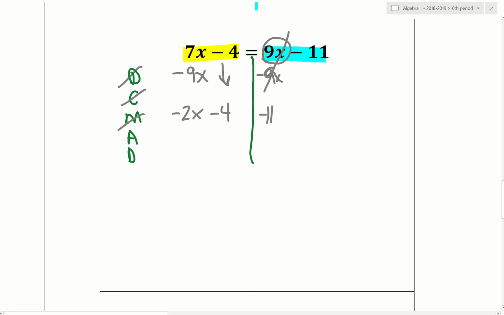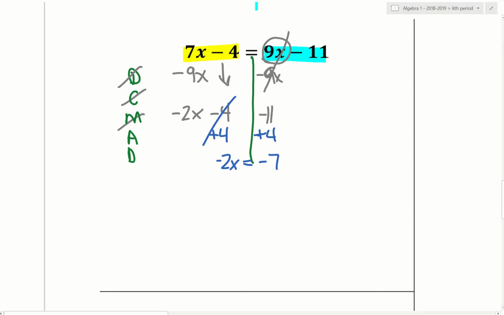Okay, so once I've moved my variable, I have to get everything else to go away. And that's when I add or subtract others. So how do I add or subtract to get negative 4 to go away? Add 4, whatever I do to one side, I do to the other. Good. So I'm left with negative 2x equals what? Negative 7. Check it in your calculator if you're not confident.